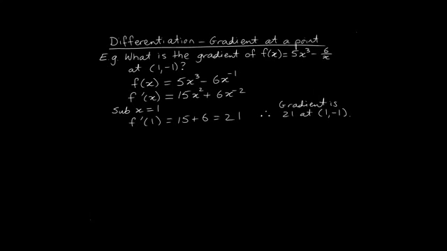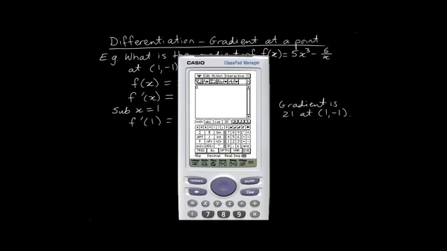Now we can do this on the class pad as well, so let's pull up our class pad. Okay, let's go into 2D. What we're going to do first is to choose that icon that looks like d by dx. Okay, enter the variable x there. In our brackets we're going to enter the function itself, so 5x to the power of 3 minus 6 over x.